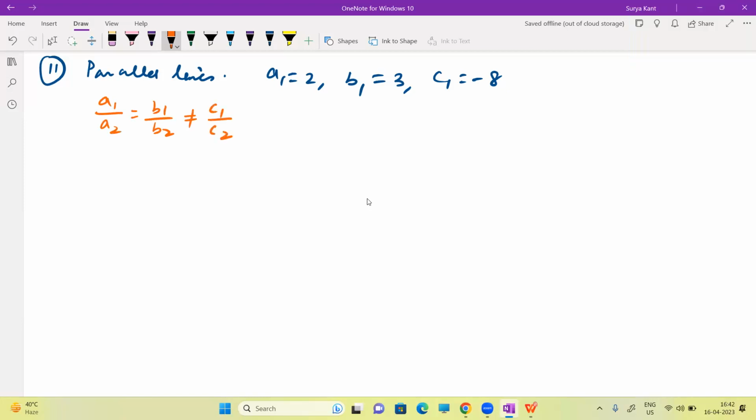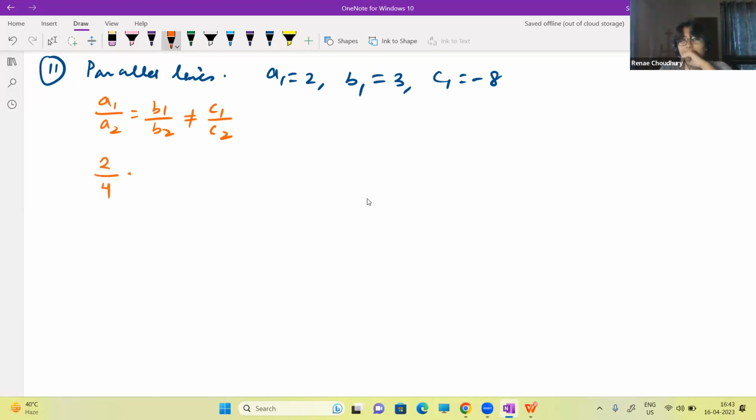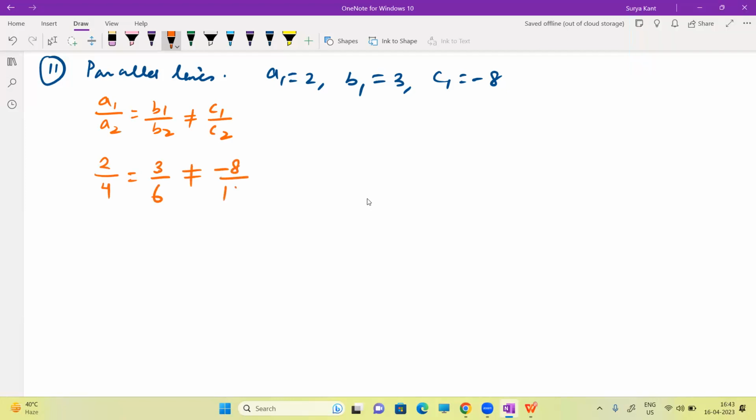Okay, then what equation will we get? What equation can we write? For A1 by A2, we could do 2 by 4 equals 3 by 6, and then does not equal -8 by 15. Yeah, fine. Then this is the first equation she has told. This is 4, 6, 15. The equation would be 4x plus 6y plus 15 is equal to 0. This is the correct answer.